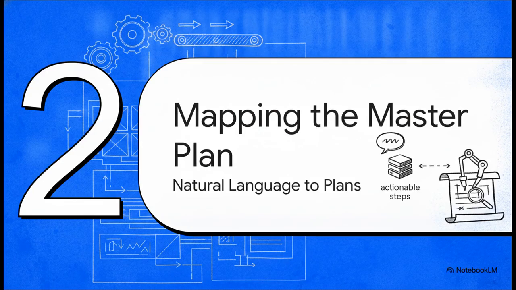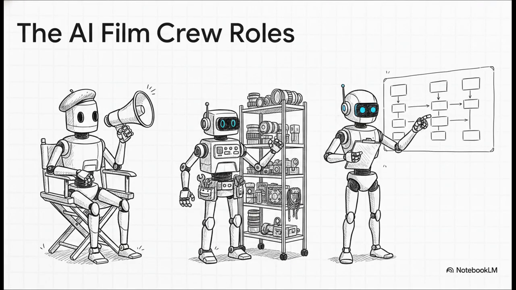Moving right along to Section 2, mapping the master plan, or how we translate natural language into mechanical blueprints. So we're moving further down the assembly line into the planning phase. This is where your simple requests are broken down into actionable steps. And to really make sense of these highly technical workflows, I think it helps to personify our specialized workers as a real film crew. First up, we have the intent parser.